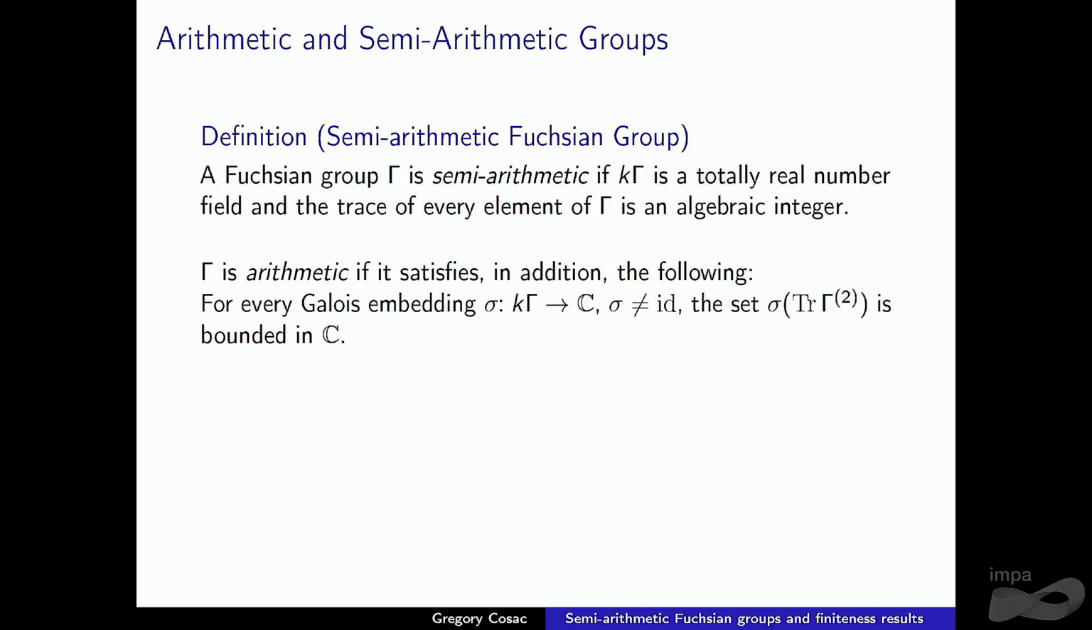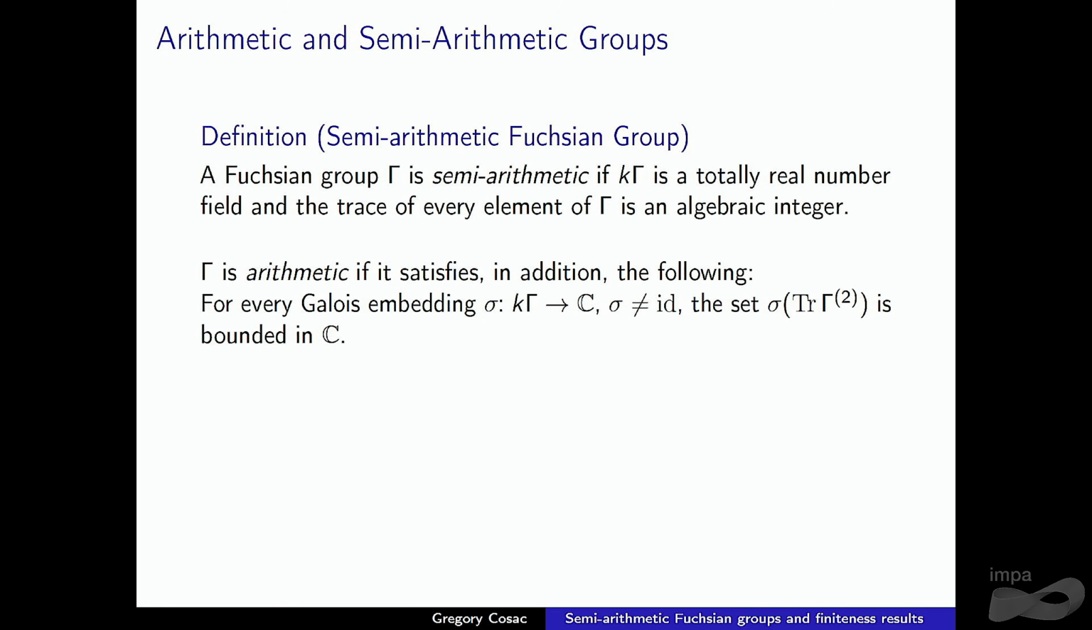If, in addition to that, the group satisfies another property, we say that it's arithmetic, right? And this property is that when you look at these so-called Galois embeddings, there are different ways of embedding your number field into C, every non-trivial Galois embedding maps the set of traces into a bounded set of C. It's this additional property that makes a group arithmetic.